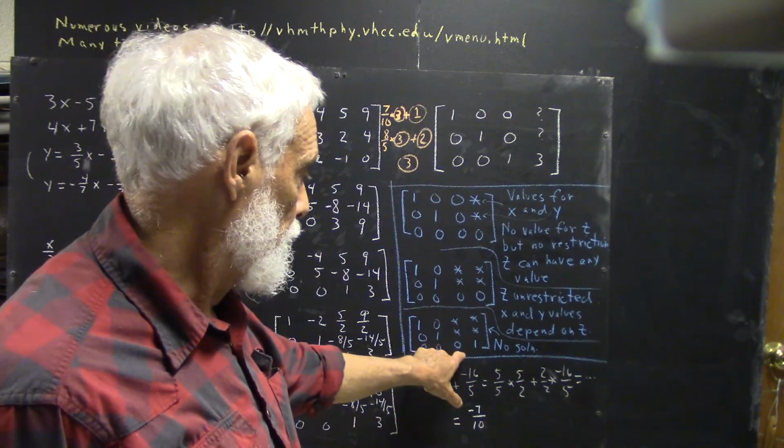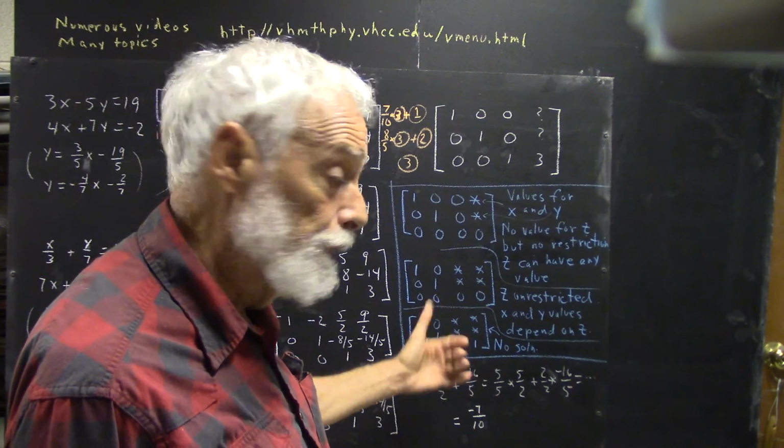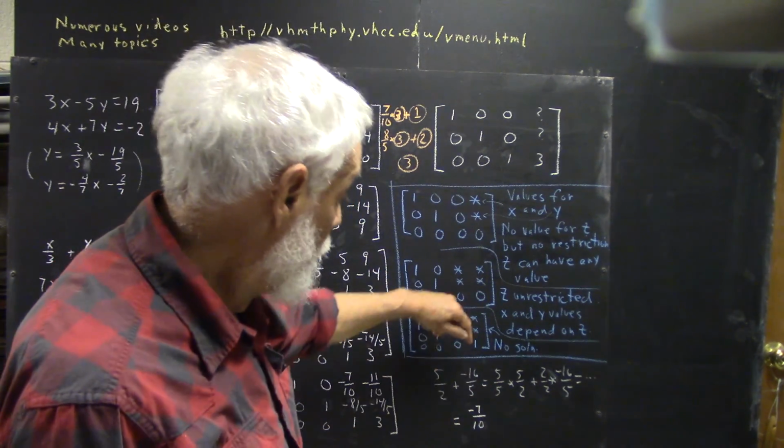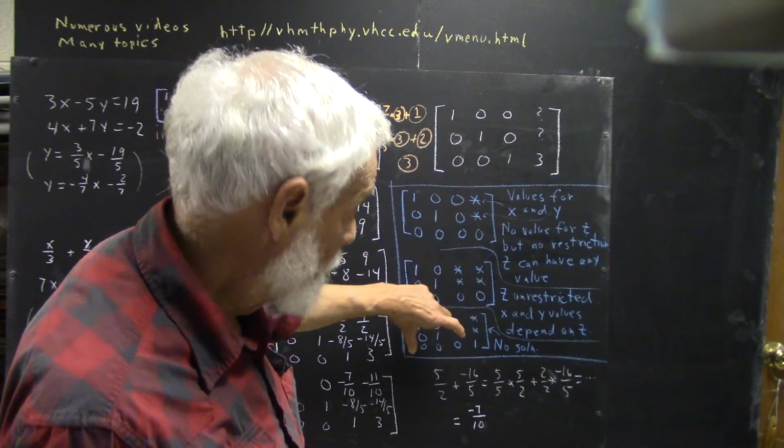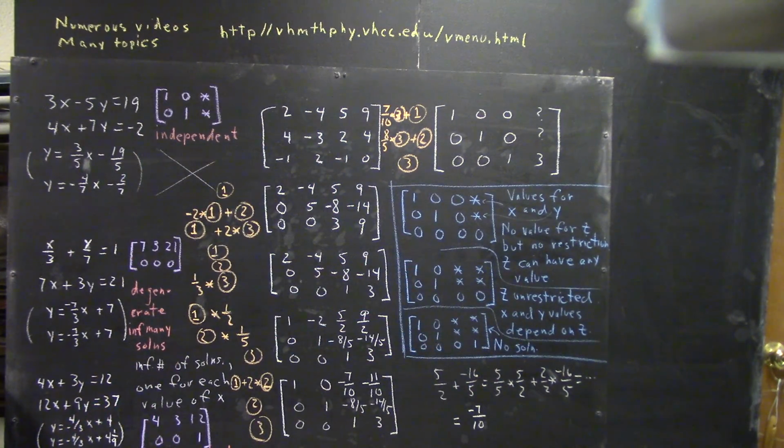If we have this, there's no solution because 0 can't equal 1. And we understand that this side gives us 0 because it's 0x plus 0y plus 0z, which is just plain 0. This is on the other side of the equal sign, so we have 0 equals 1. No solution. Similar to what we have over here. Inconsistent equation.